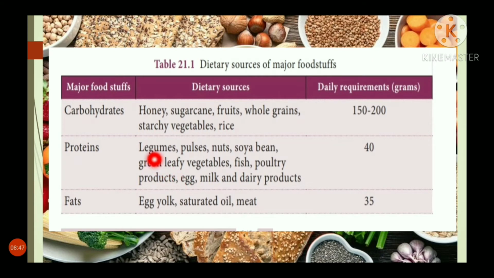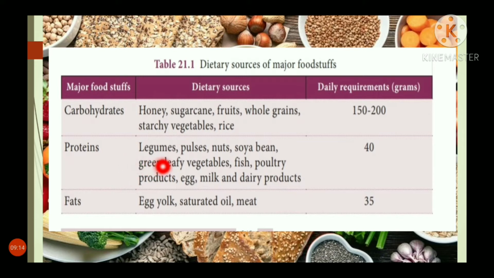We have studied about carbohydrates, proteins and fats very briefly. Now we will see where these are present. Carbohydrates are present in honey, sugarcane, fruits, whole grains, starchy vegetables and rice. Starchy vegetables in the sense potato. They are of daily requirement. How much you have to eat? 150 to 200 grams only daily.